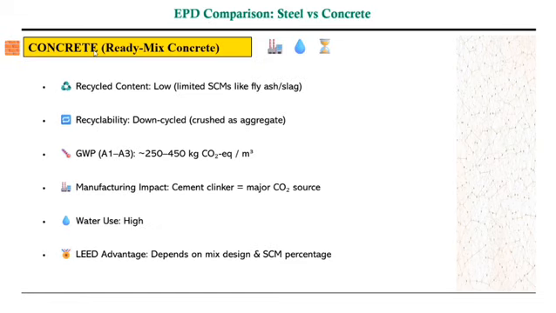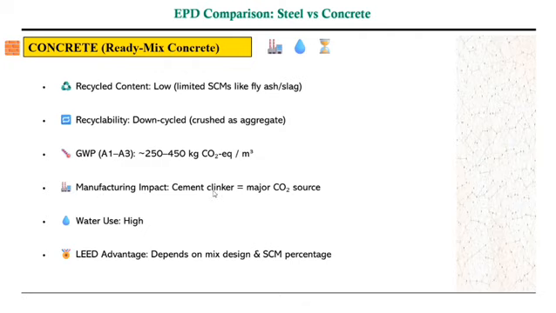Now we have the second material, concrete, which is ready-mixed concrete. It has limited recycled content from SCMs like fly ash and slag. For recyclability, it is downcycled, crushed as aggregate. GWP for this is 250 to 450 kilograms CO2 equivalent per cubic meter, because concrete is measured in cubic meters.